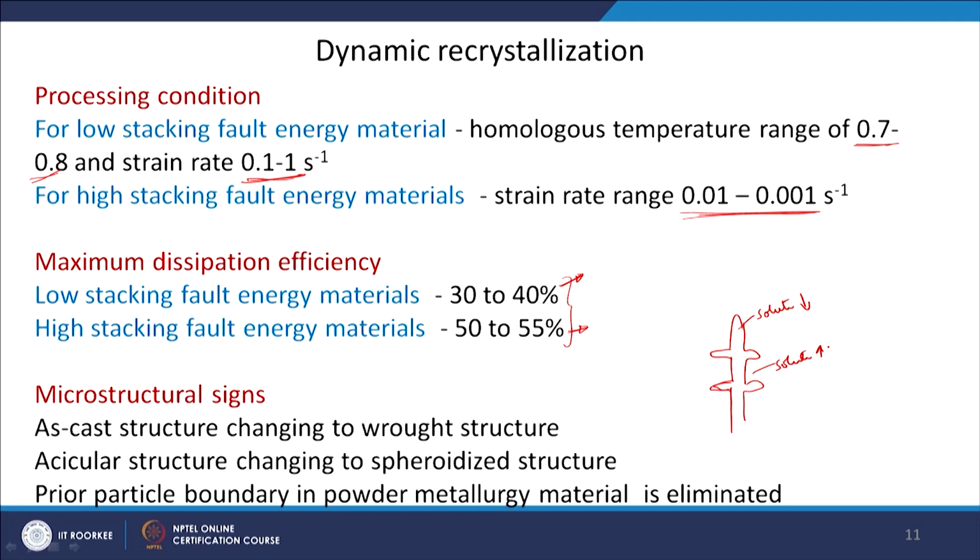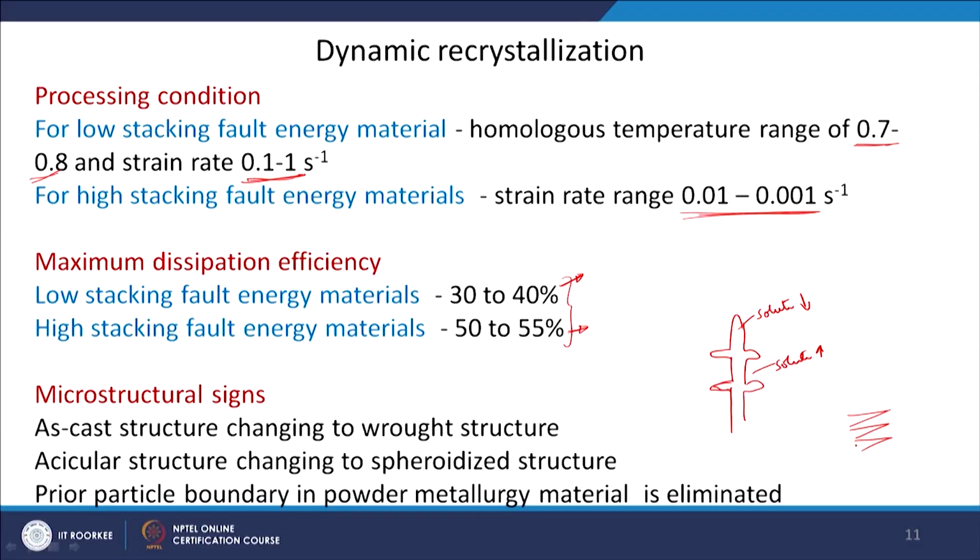If this type of microstructure is changing to a rod structure, then it is a good sign that your processing condition is able to generate this kind of rod structure. If you have an acicular structure, which contains blade-like features, and that is changing into a spheroidized or globularized microstructure, then again you are in the good processing window.